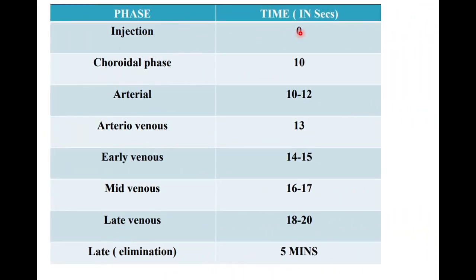As soon as we start the injection, the choroidal phase starts in 10 seconds. It's not exactly 10 seconds, so 10 to 11, 10 to 12 seconds. And that's followed by every 1 second, the rest of the phases start. Like in 1 second, next in 1 second, arterial, then arteriovenous, early venous, mid venous. So if we add 1 second, 1 second, gradually the late venous comes and the late elimination phase will be there in the 5 minutes.